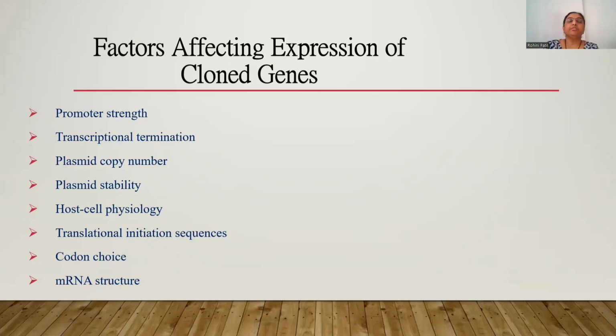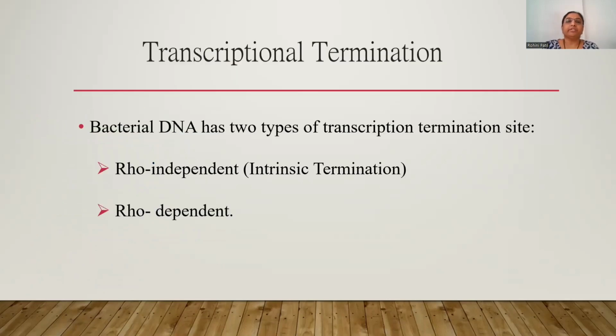So, going towards today's topic, which is the transcriptional termination. Now, in E. coli or in bacteria, it has been observed that there are two types of transcriptional termination sites over the DNA. One is the rho independent or intrinsic termination site. Rho independent is also called factor independent, and the second one is rho dependent, that is, factor dependent.